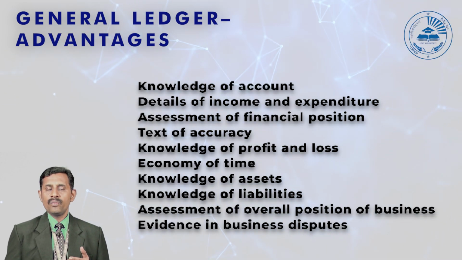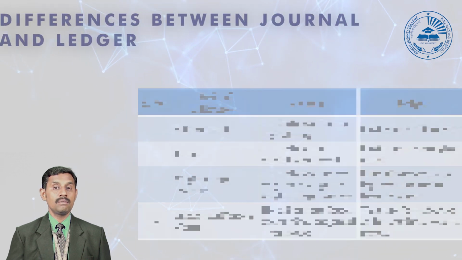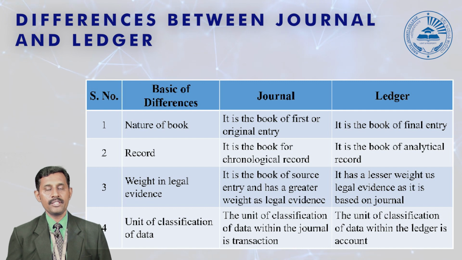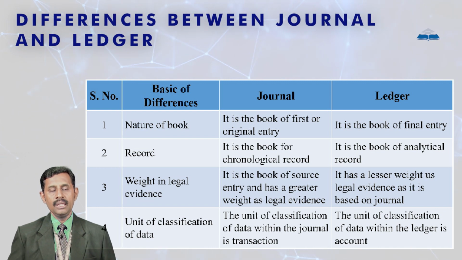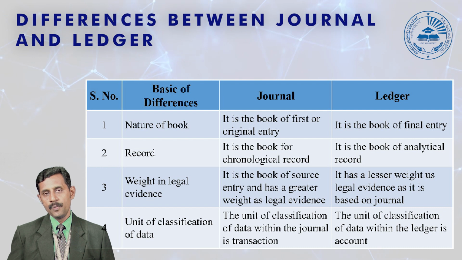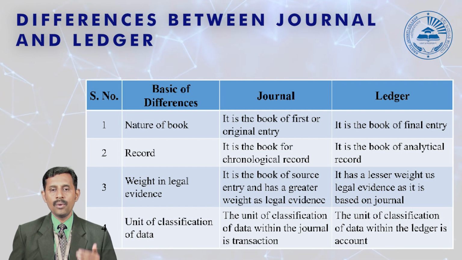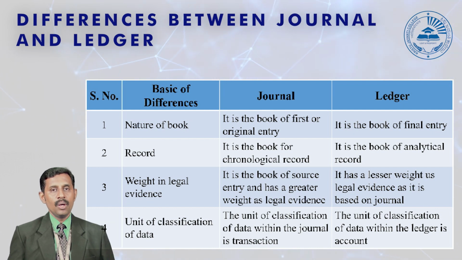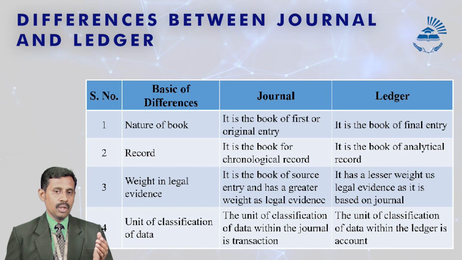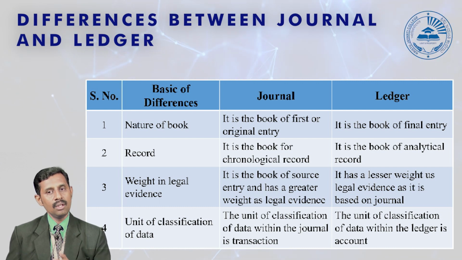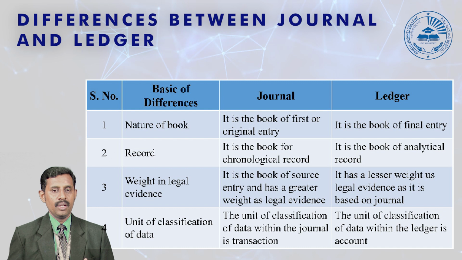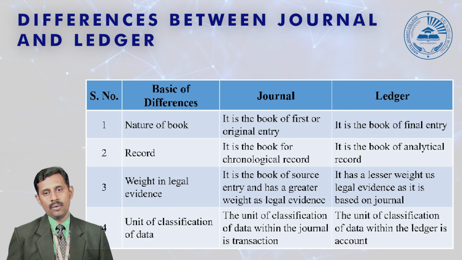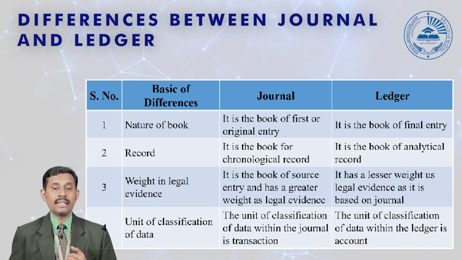We must know the difference between the journal and the ledger. There are a lot of differences, so we must know them. Let's see the difference. As per the nature of the book, the journal is the book of first or original entry, whereas the ledger is the book of final entry. The journal is the beginning; the ledger is the final entry. As for the record, the journal is a chronological record, but the ledger is a book of analytical record.